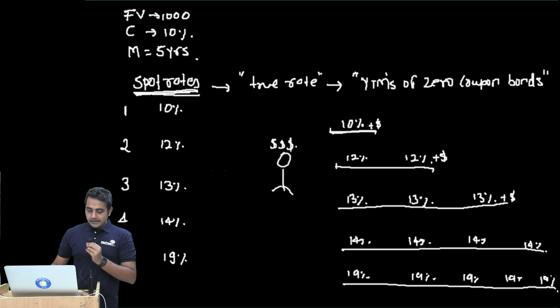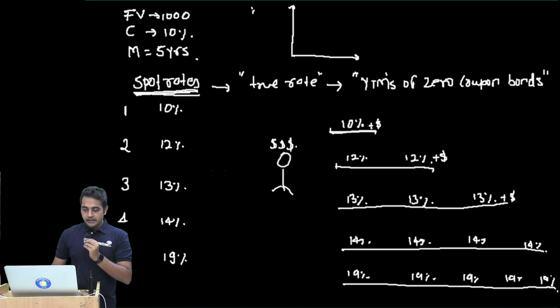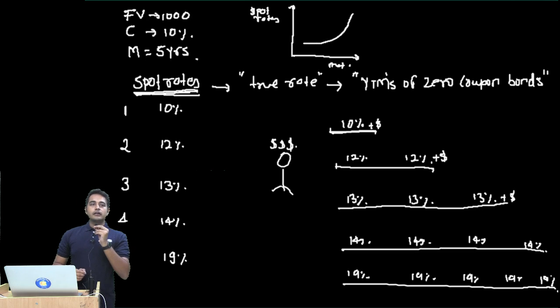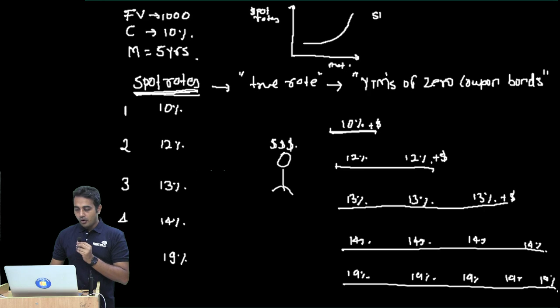Now, in this case, the returns are upward sloping. So we draw something called a spot curve. On the y-axis, we write the spot rates, and on the x-axis, we write the maturity. And then we will say that a spot curve is at times also called a zero curve.